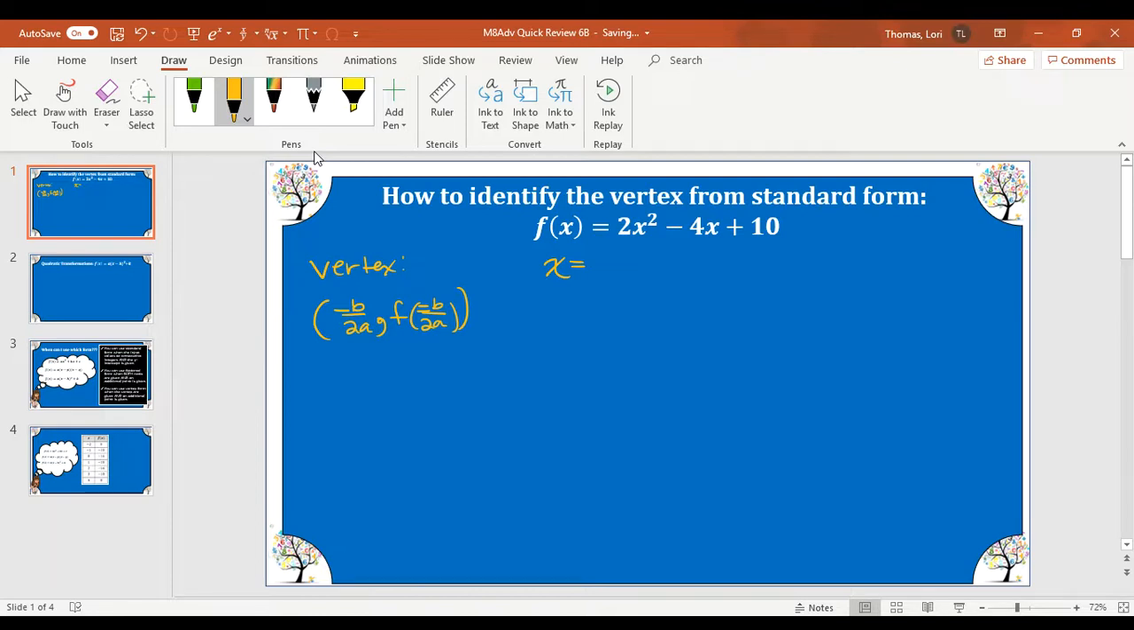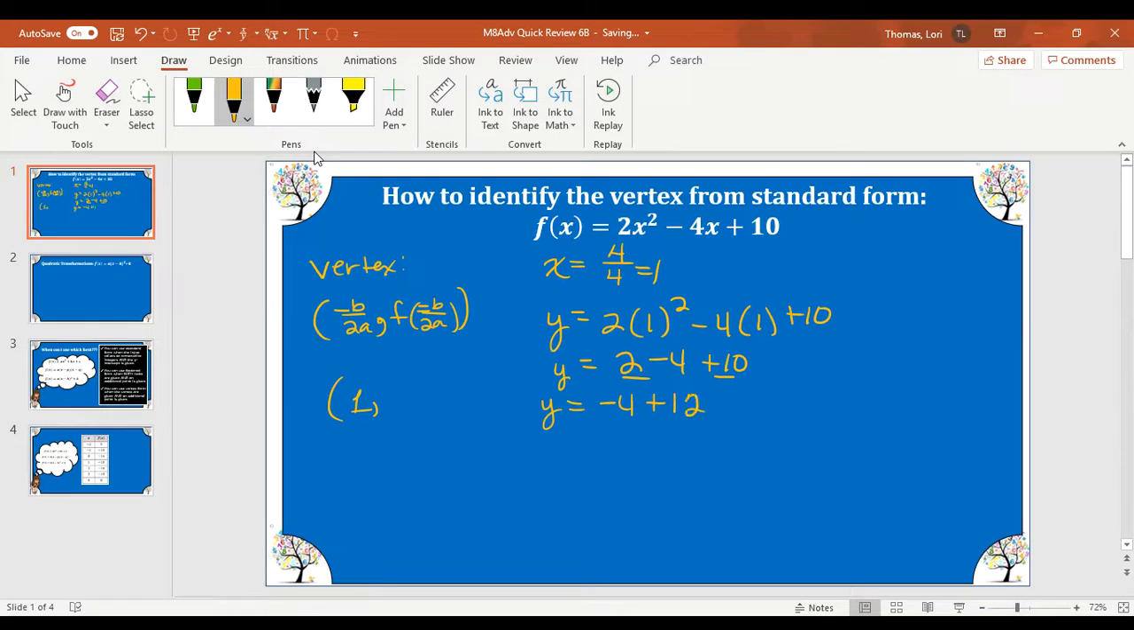So I'm going to say negative b over 2 times a, and I get 1. Then we're going to take this value 1 and plug it into the function. So the y part, we're going to replace all my x's with the value of 1. In order of operations, square the 1, times 2, 4 times 1. I'm going to combine my like terms, my like signs, and I should get 8. So this is my vertex.